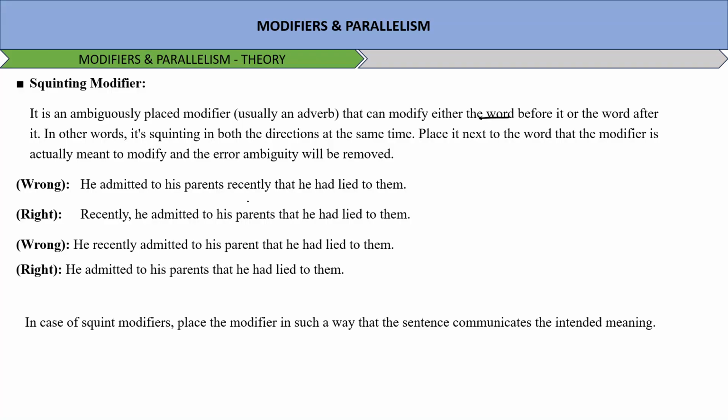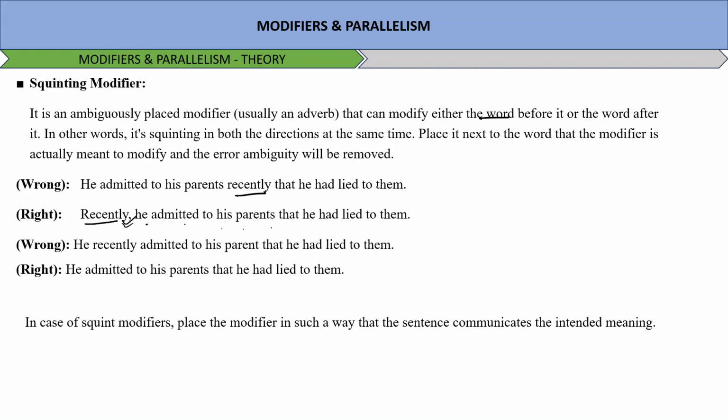Okay, he admitted to his parents recently that he had lied to them. So basically, "he admitted his parents recently" seems like his parents were admitted to some hospital. It sounded like that, right? But what the sentence actually meant is that recently he admitted to his parents that he had lied to them. So recently something like this happened, in which he admitted he lied to them.